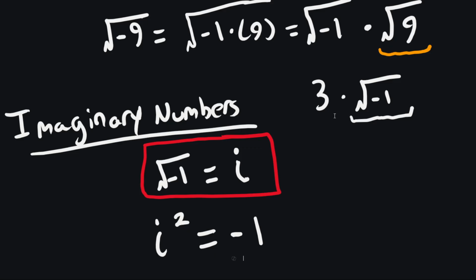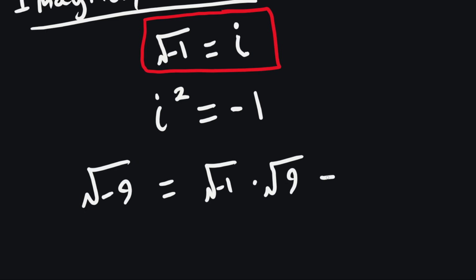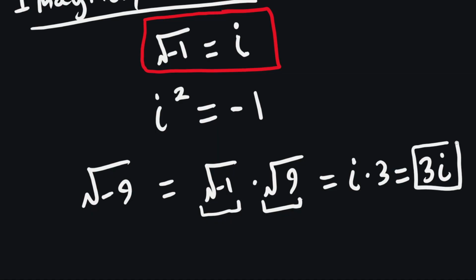Perfect. So we can find the square root of negative 9. Let's go back to that problem. The square root of negative 9 equals the square root of negative 1 times the square root of 9. What is the square root of negative 1? That is i. And the square root of 9 is 3. So i times 3, and we like to represent this as 3i. Therefore, the square root of negative 9 is 3i. So that's how imaginary numbers work.